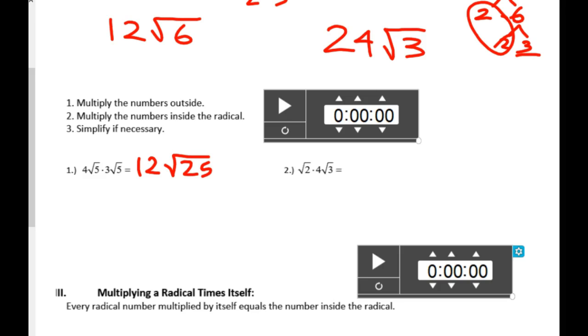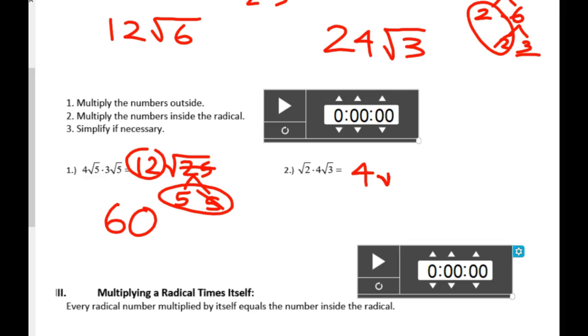5, right? So it's really 12 times 5. Okay? Or if you want to do the factor tree, you would do 5 times 5. And then you would have the outside 12 times that 5. Either way, you get 12 times 5, which is 60. Okay? So you don't want to just have a square root that's unreduced. Okay? On the next one, what'd you get? Fourth square root of 6 is good.